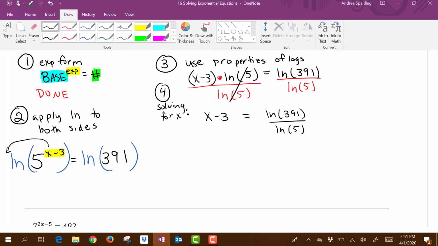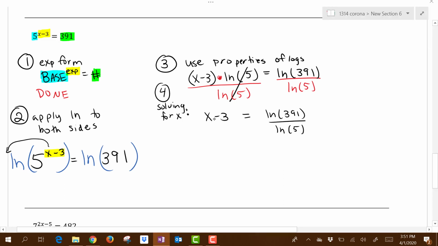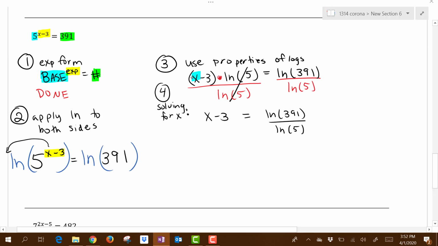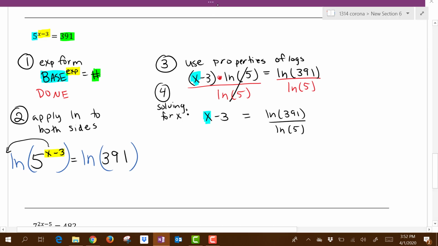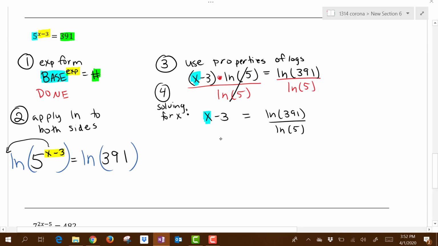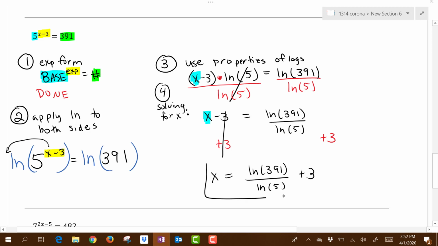The last thing I want to do is to get rid of that negative 3. Remember, my whole goal here is to get this x by itself. That's what we mean when we say solve for x. So now I'm going to add 3 to both sides of the equation. And we get x is equal to, those 3's cancel out, the natural log of 391 divided by the natural log of 5 plus 3. And this would be our exact value.